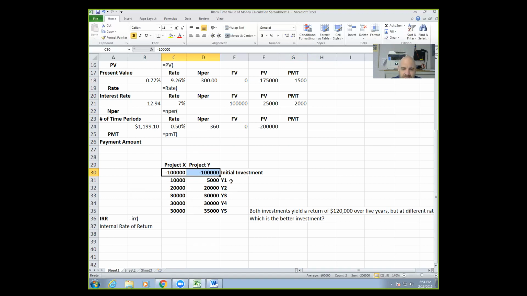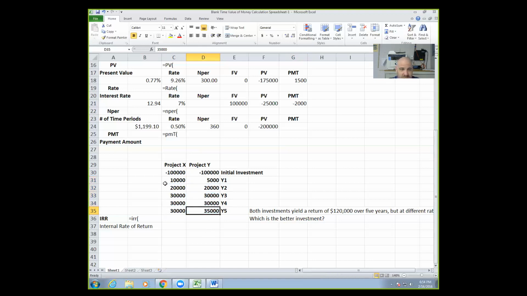And then Y1, Y2, Y3 just stand for year 1, year 2, year 3, year 4, year 5. In the years following that investment, this is the amount that they earn. For Project X, $10,000 in the first year, $20,000 in the second year, and $30,000 in years 3, 4, and 5. But in Project Y, and again, this is the exact same initial investment, $100,000, it's different. They earn less. They earn $5,000 the first year, $20,000 in the second year, $30,000 in years 3 and 4, but then in year 5 they earn $35,000.